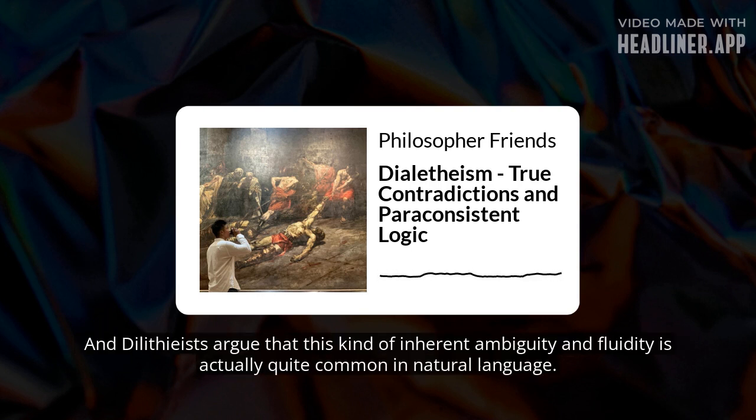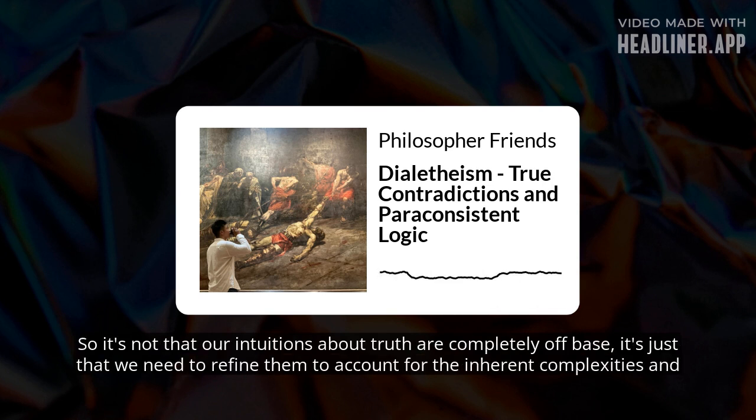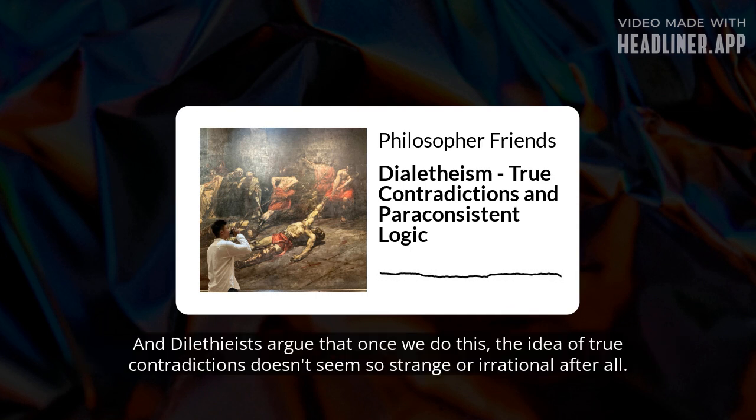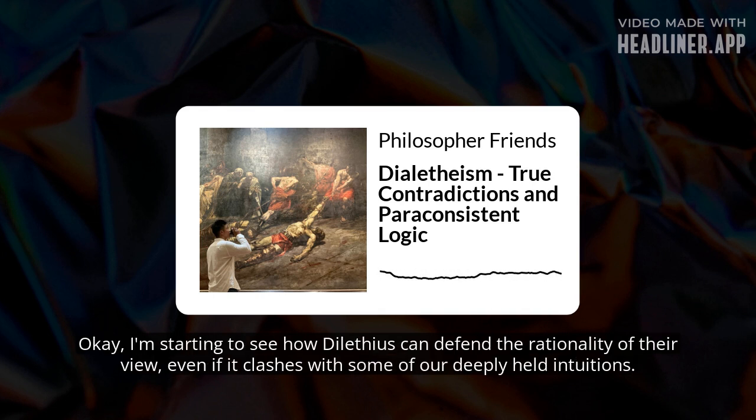Exactly. And dialetheists argue that this kind of inherent ambiguity and fluidity is actually quite common in natural language. So it's not that our intuitions about truth are completely off base. It's just that we need to refine them to account for the inherent complexities and nuances of language and reality. Precisely. And dialetheists argue that once we do this, the idea of true contradictions doesn't seem so strange or irrational after all. Okay, I'm starting to see how dialetheists can defend the rationality of their view, even if it clashes with some of our deeply held intuitions.